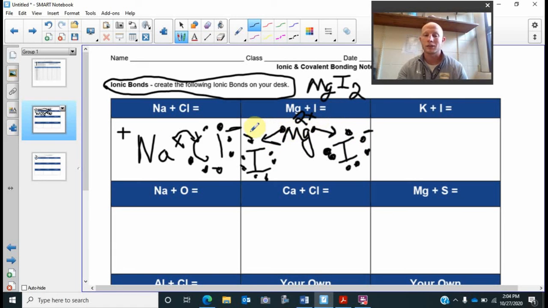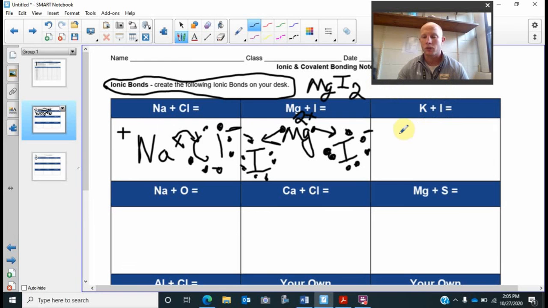Okay, so then, like I said, this negative charge is attracted to the positively charged ion. This negative charged iodide is attracted to magnesium still, and they stick together. They form these chemical bonds. Okay, we form our chemical bonds here. And this is how these guys are attracted to each other.